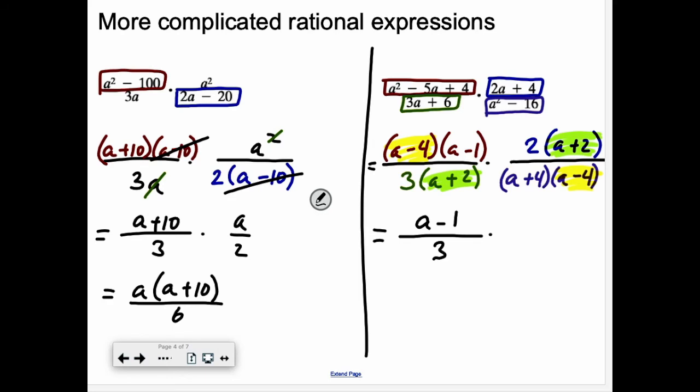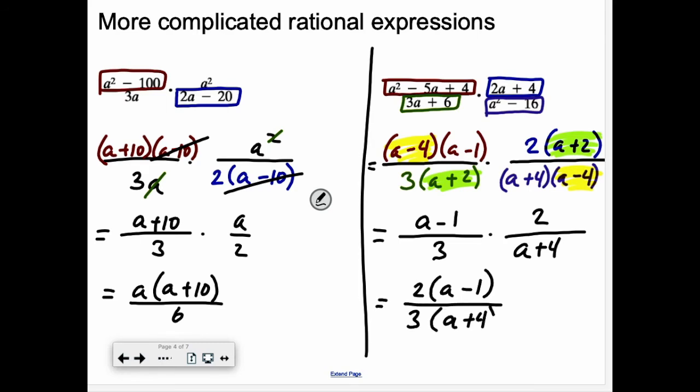You may notice I didn't write the parentheses around A minus 1. That's because there's nothing else in the numerator, so I don't need to separate it from anything. Then my second is just 2A plus 4. And I can just rewrite this as 2 times A minus 1 times 3 times A plus 4. And that's my fully simplified form.